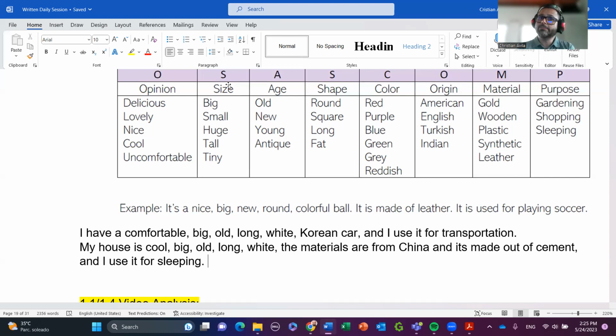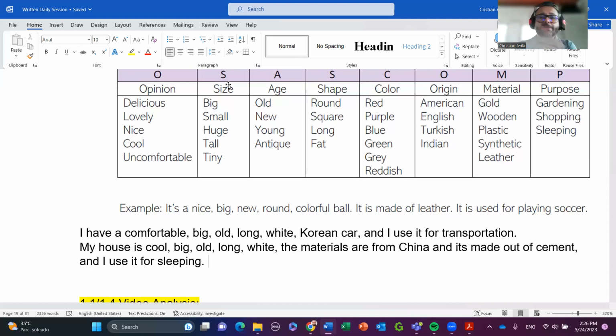Maybe it wasn't built that long ago, so it can be new, but it could be old. So it depends on how the structure is. The shape, well, I can say that it's a square if it has pretty much the same measurements on each of the sides of the classroom, or if it's long, okay. If it's rounded, in case it's like an auditorium, for example, right? Then the color, we can say, well, it has a white color or a light wooden color, red color, whatever.